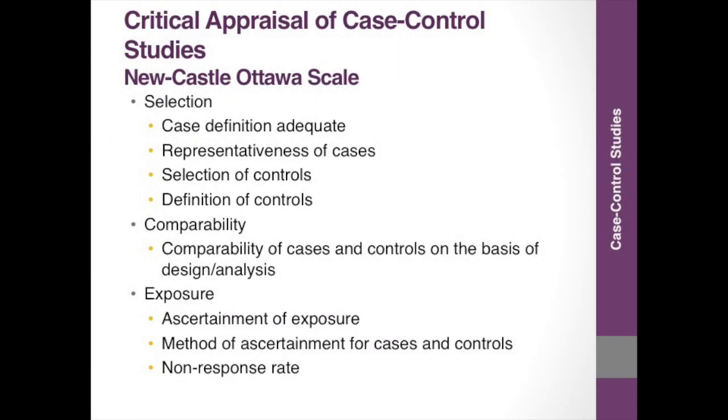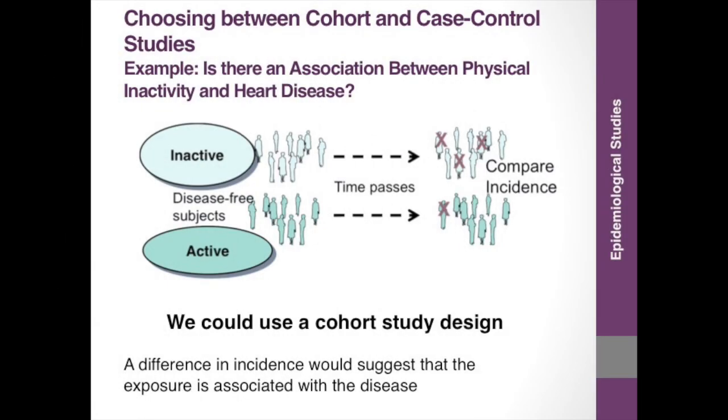The Newcastle Ottawa scale for case control studies is a good alternative for critical appraisal of these studies. And basically, they look at domains such as selection of the cases and controls, comparability between the two of them, and the assessment of exposure. How do you choose between cohort and case control studies?